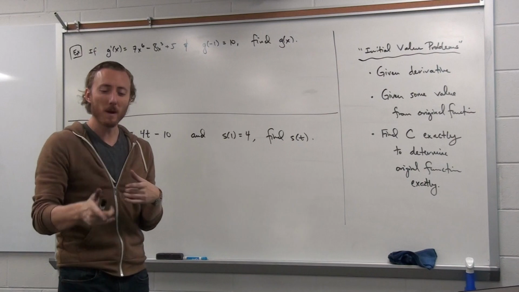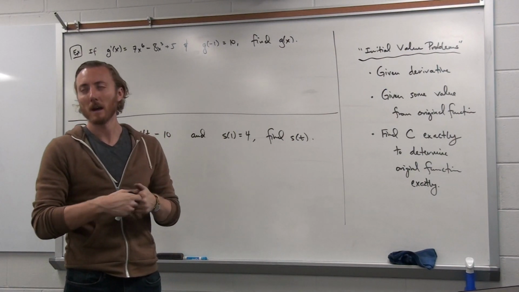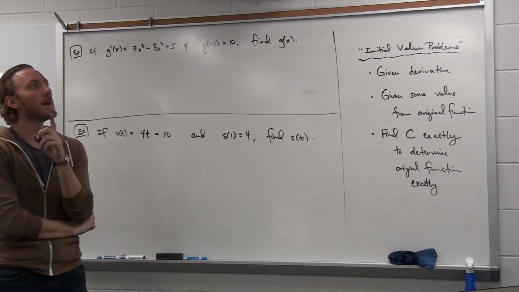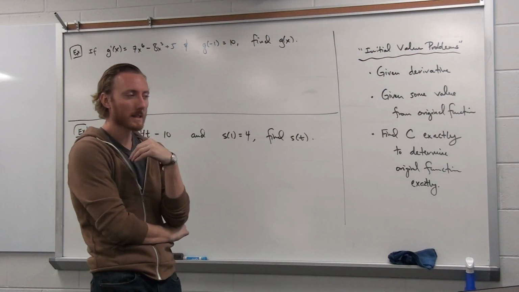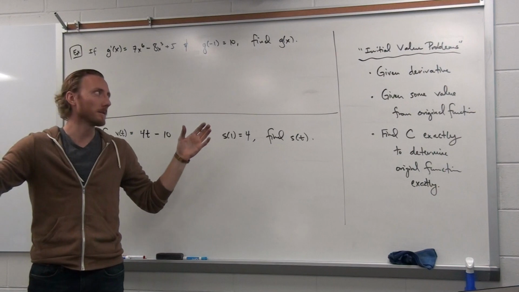Now, you know that if you have the derivative function, you can find the original function by computing the antiderivative. Take the antiderivative of the derivative, you'll get back the original function. But you also know that when you go from a derivative to the original function, when you compute an antiderivative, you get a plus c, where that c could be anything in general.